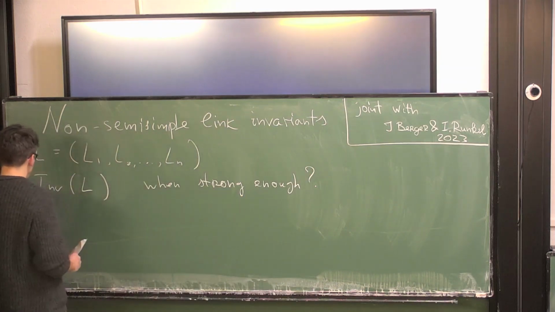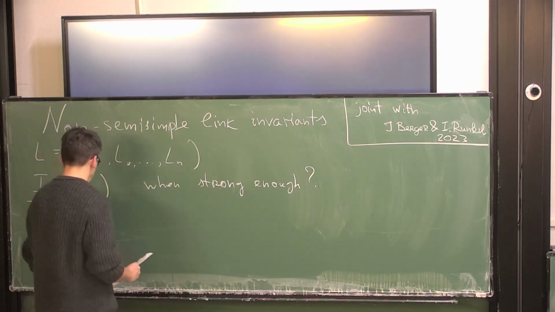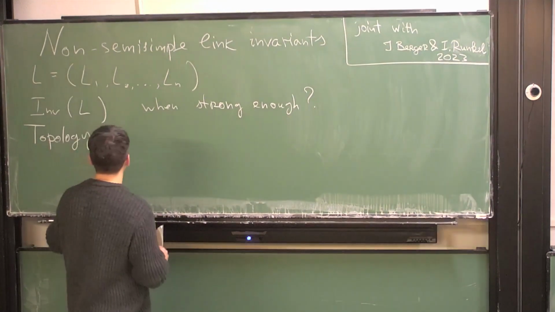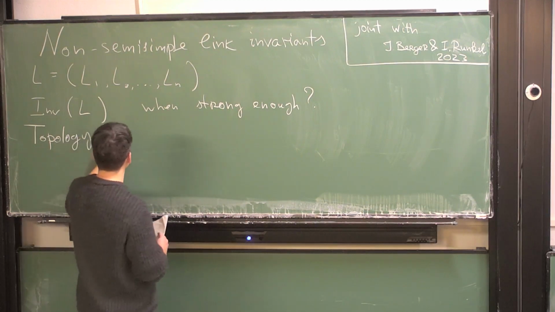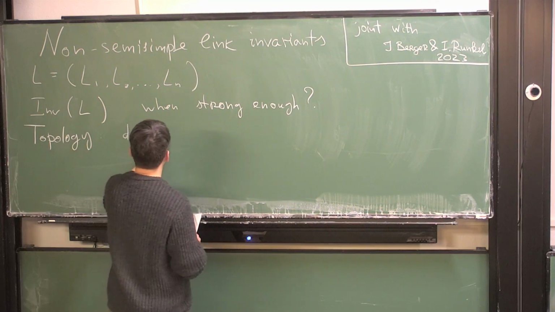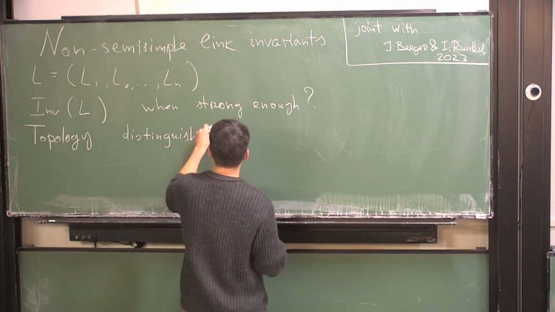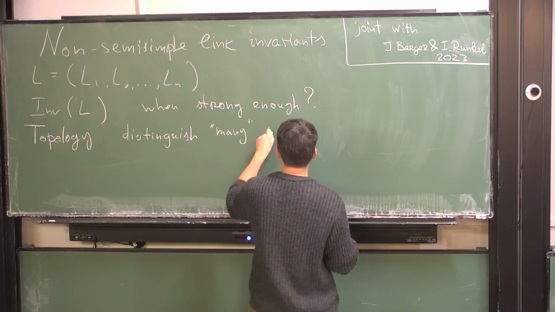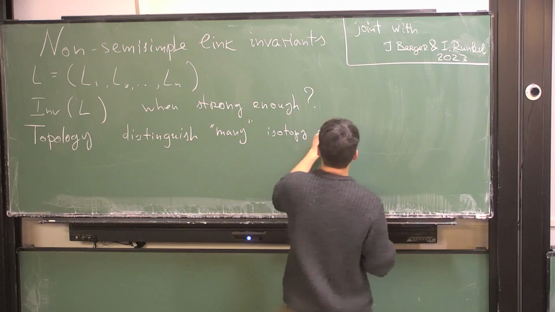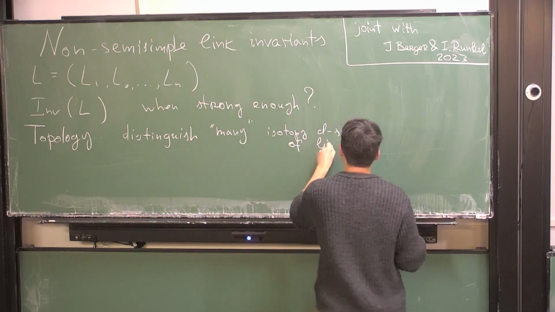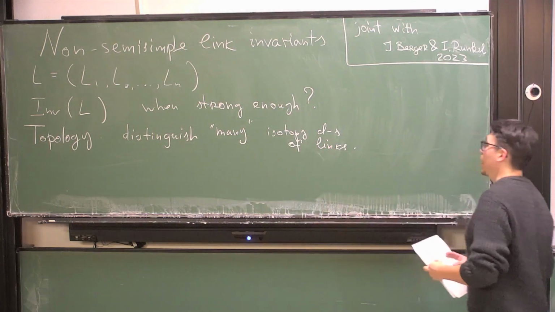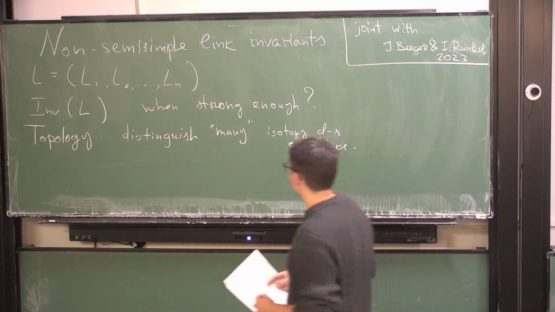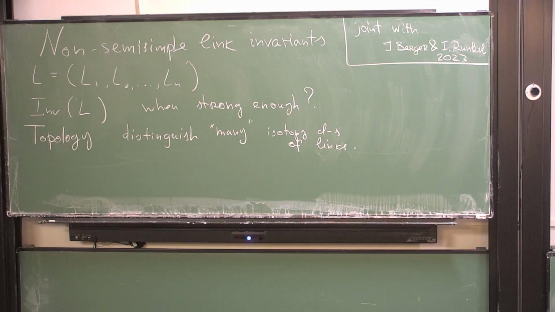In topology, of course, we say it's strong enough if the invariant is able to distinguish many isotopy classes of knots or links. For example, something like the signature of a link we probably would not call strong enough. Right? An example of an invariant which might be pretty strong is the Jones polynomial or Reshetikhin-Turaev invariant.